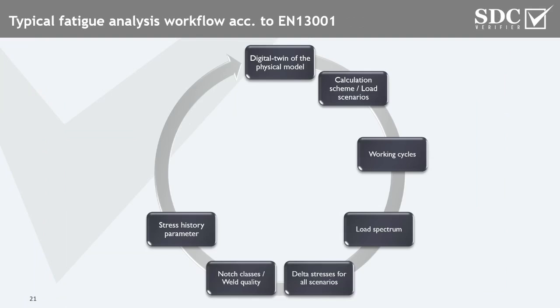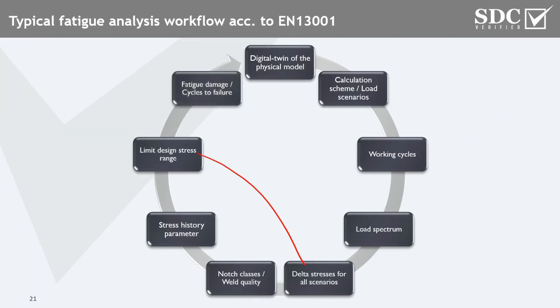And after it's done, we can, of course, determine the limit design stress range, which you compare with your delta stresses. So this is the last step, of course, to define what you're looking for, which is the fatigue damage or cycles to failure, or answering the question, what is the remaining lifetime? But let's briefly talk about each of these steps, just to give a little bit more clarity on why it's important and why it's still the challenge.